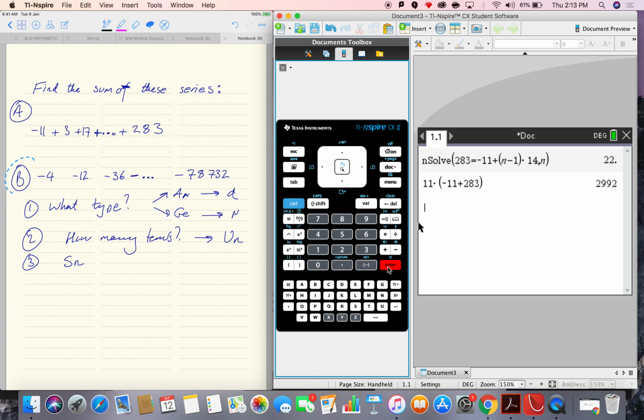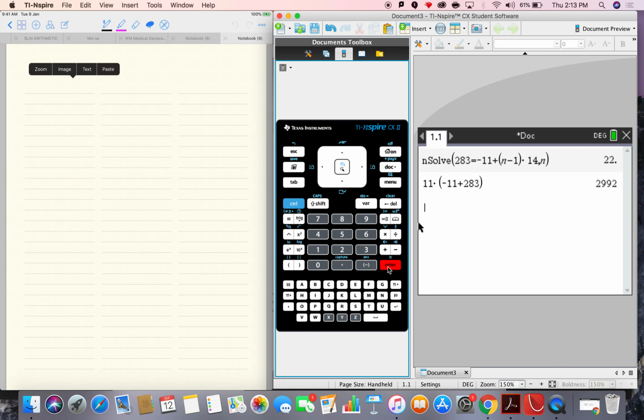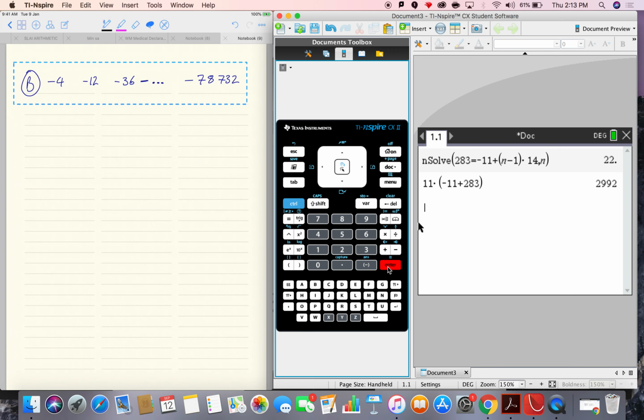So you can probably guess that first one was arithmetic. You're probably guessing this is going to be geometric. I think you'd be right, but let's just go through the same process. So there you go. So find the sum. So first of all, we need to find out if it's arithmetic or geometric. So let's have a little think about it.